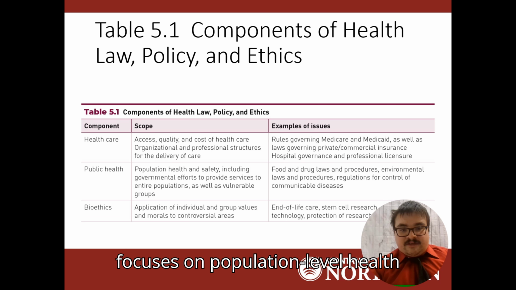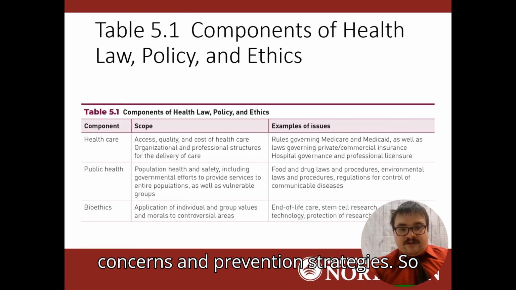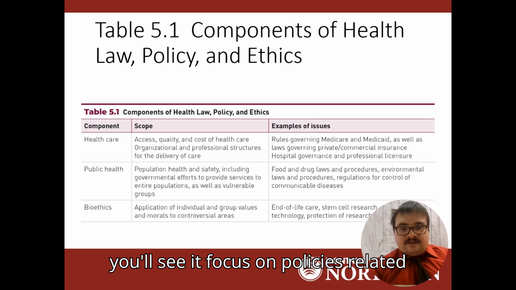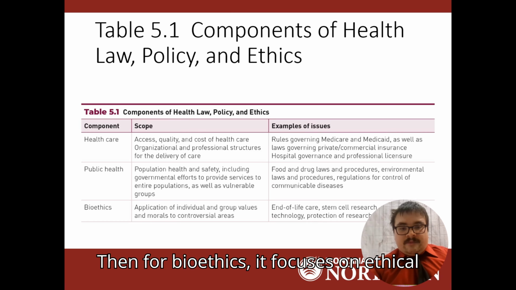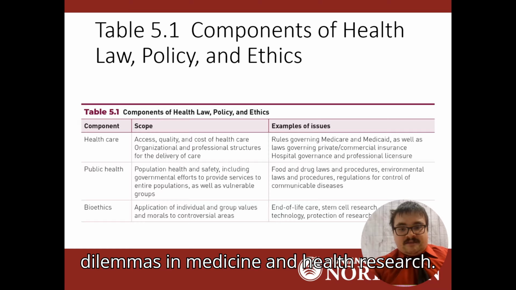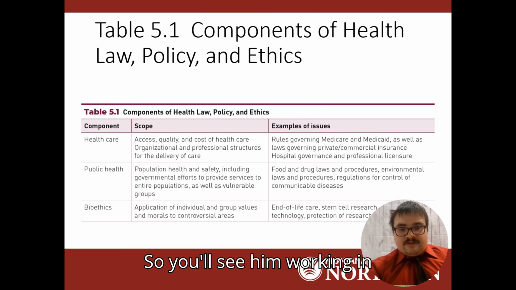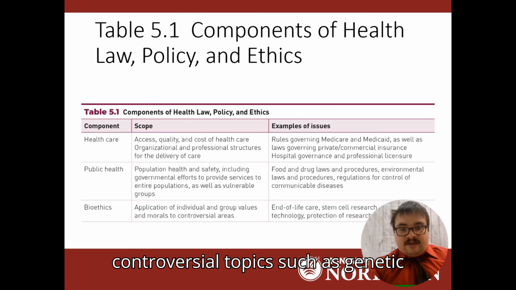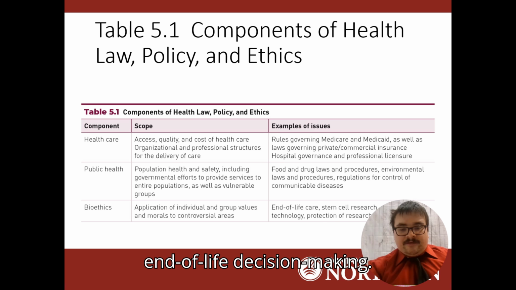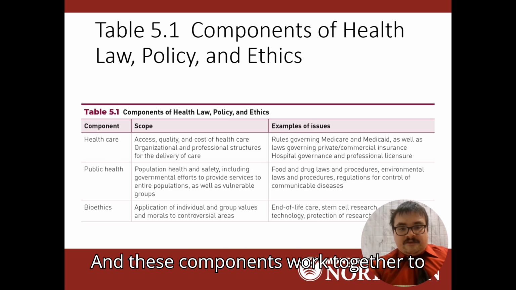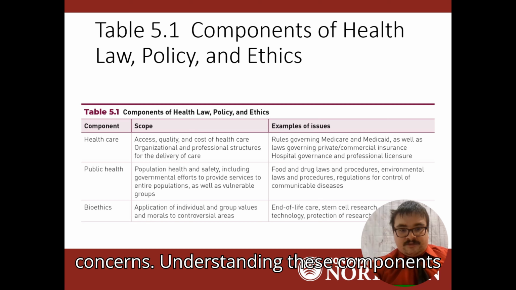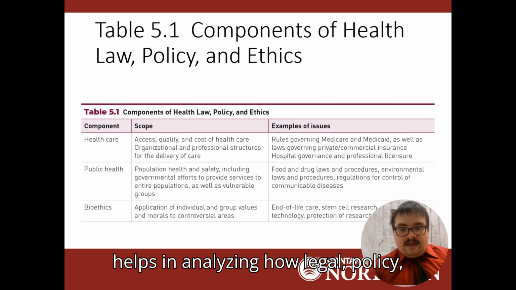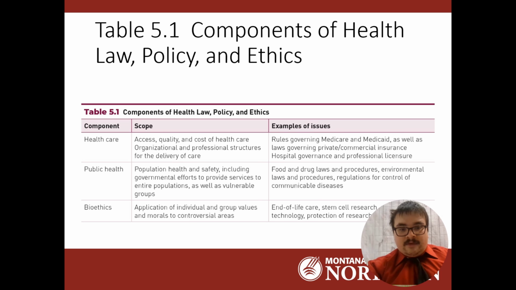Then for public health, it focuses on population-level health concerns and prevention strategies. So you'll see it focus on policies related to disease prevention, environmental health, and vaccination programs. Then for bioethics, it focuses on ethical dilemmas in medicine and health research. So you see it working in controversial topics such as genetic testing, stem cell research, and end-of-life decision-making. And these components work together to address a wide range of issues, from individual rights to societal health concerns. Understanding these components helps in analyzing how legal, policy, and ethical frameworks shape health outcomes.